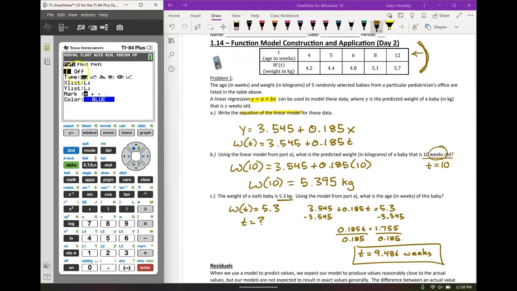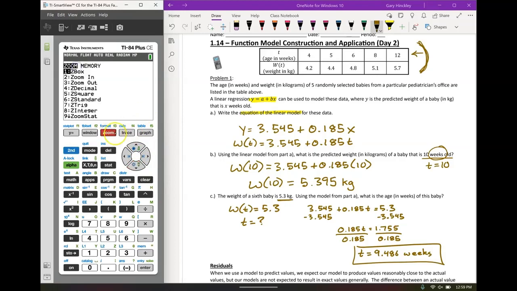I want to make sure it's on. Mine is. If it was off, I'd go over and select on. This one, the type, I just leave like that. And then the X list, we want to be list 1. The Y list, we want to be list 2. And if all that's there, it will graph my scatter plot. Now, I also, in my Y1, I have my linear equation that I calculated, my regression model. My plot 1 is highlighted, meaning that it's on, and I can go ahead and graph this.